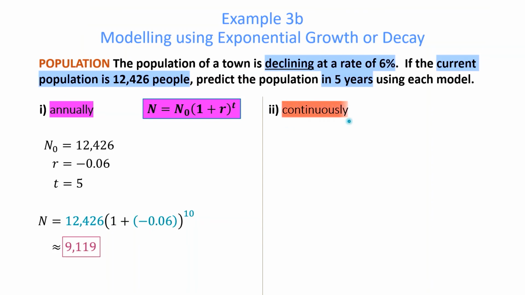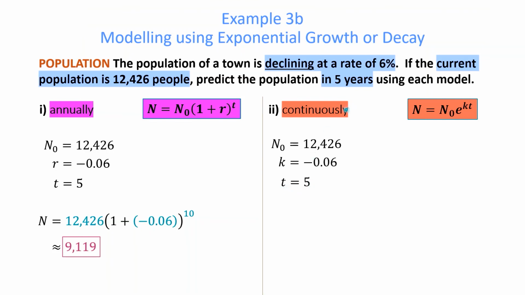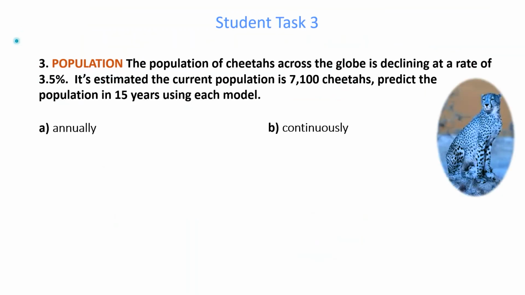Now for part 2, it's going to be declining at a rate of 6% continuously. Now because it's continuously, this tells me I will use this formula over here. So the initial population still is the same, 12,426. Okay, the exponential rate is still negative 0.06. Again, we've just replaced the r with the letter k, otherwise it remains the same. T is 5 years as previously. So now we substitute these values into this formula over here, like so, and when we calculate this, we get an approximate value of 9,205 for part 2.